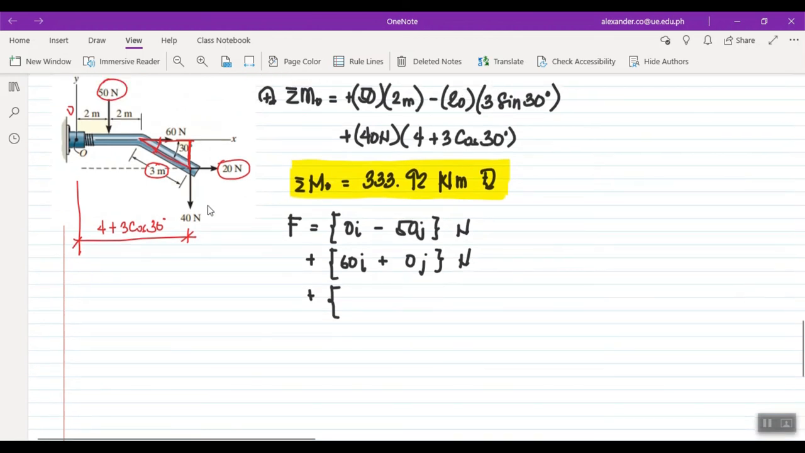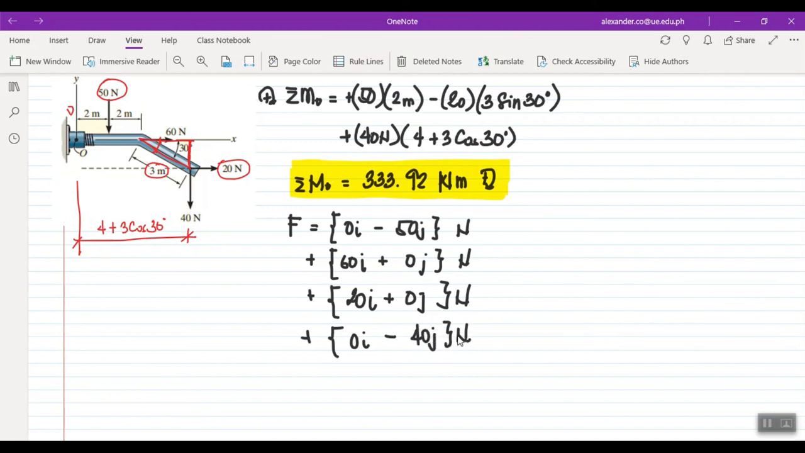Next, itong 20 naman. Itong 20. So, ano yung 20? Puro ano din, no? Positive. Ano naman? 20 i plus 0 j plus 0 i minus 40 j. So, yan. Add nyo lang yan. Ito muna. So, 60, 80 i minus 90 j. So, kayo naman doon sa R. And then, moment is equal to R times F.